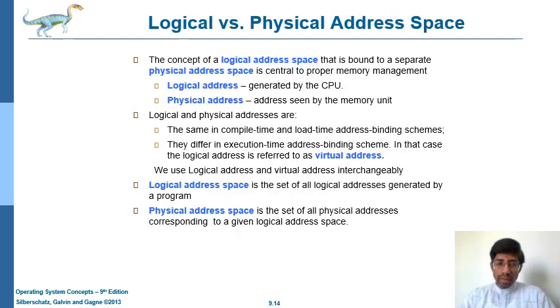This address binding will now lead us to two different types of addresses. One is called a logical address, another is the physical address. A logical address is the address as generated by the CPU, whereas the physical address is the address as seen by the memory unit. A logical address space would be the set of all such logical addresses generated by the CPU or the program, whereas the physical address space would be the set of all addresses actually allocated to that program in the physical memory.